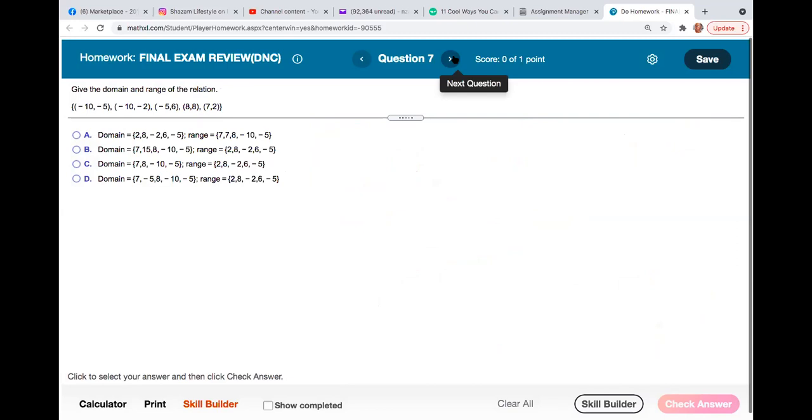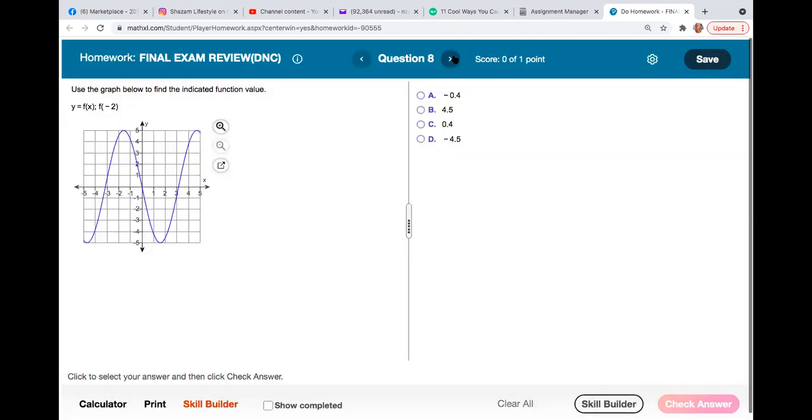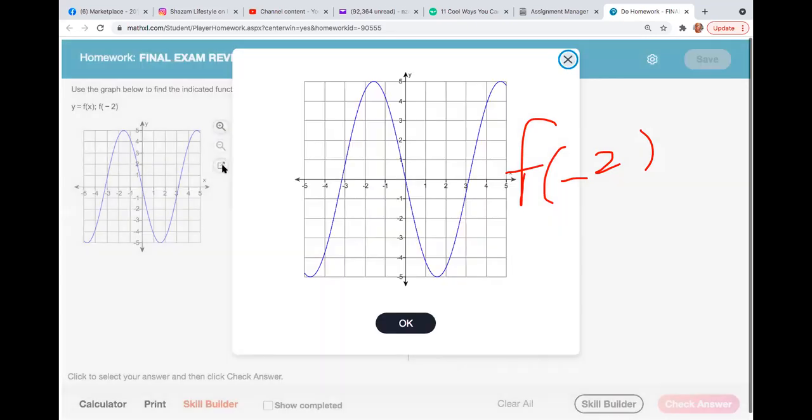This one I don't think is on the test, so we're skipping over number 7. That one is not on the test. This one right here is definitely on the test. And guys, this is the easiest question on the test. So they're telling you to find the value of f of negative 2. So you go on the graph, okay? Go on the graph, find where x is negative 2. X is negative 2 right there. The graph is located right about here. So the question is, what is the corresponding y value at that point?